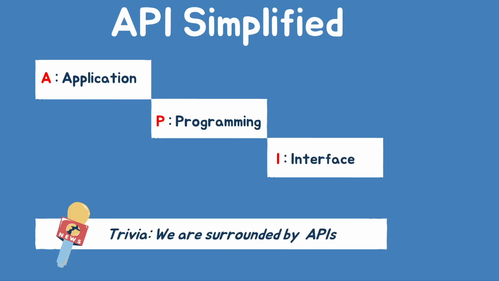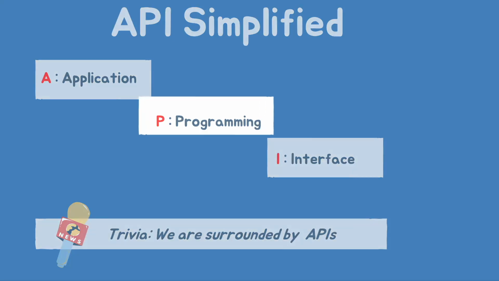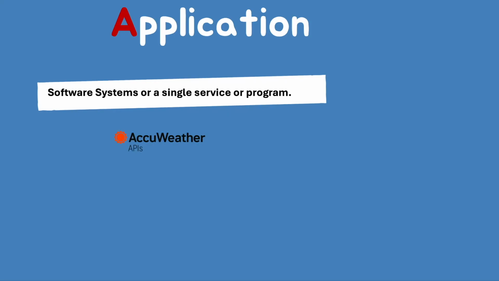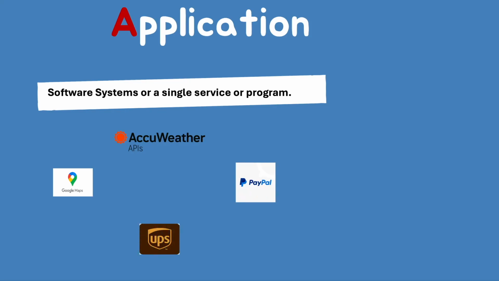Now let's expand this acronym and understand it better. Application is a software system, a single service, or any program. For example, it could be an AccuWeather system, Google Maps, PayPal, or UPS parcel delivery. In API context, these are applications.